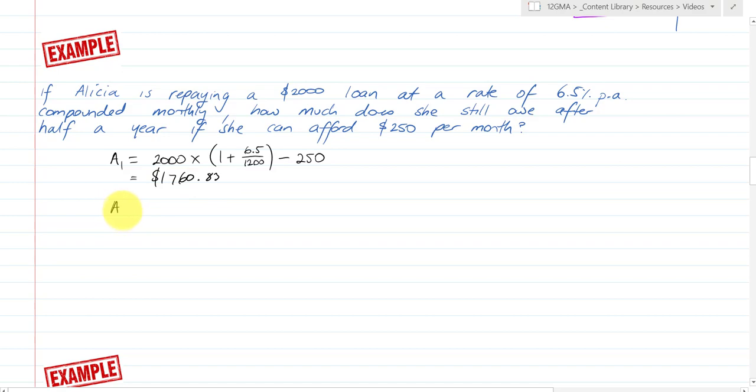1760.83, and that means that A2 is equal to A1, which is 1760.83, times 1 plus 6.5 over 1200, minus 250. Now I've got my calculator set up, I press enter, and that gives me 1520.37. It might be worth pausing the video and checking you get the same answers as me.